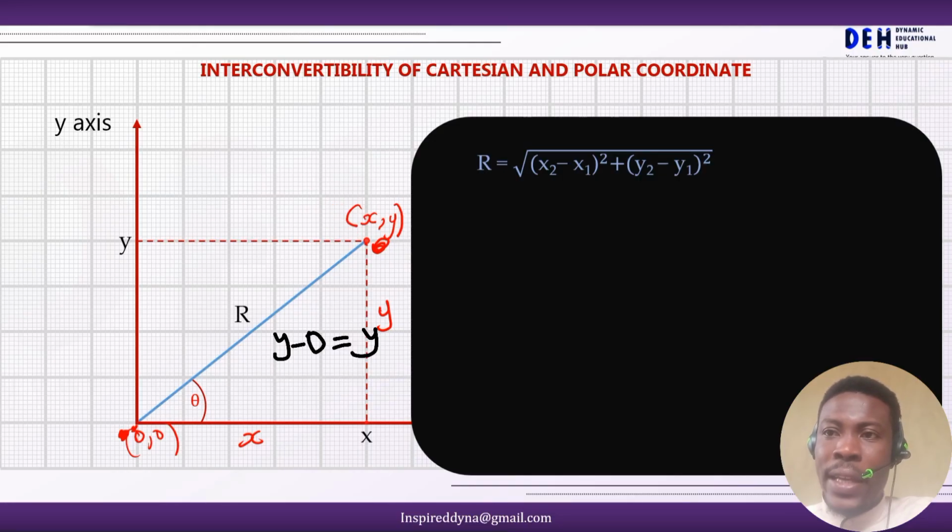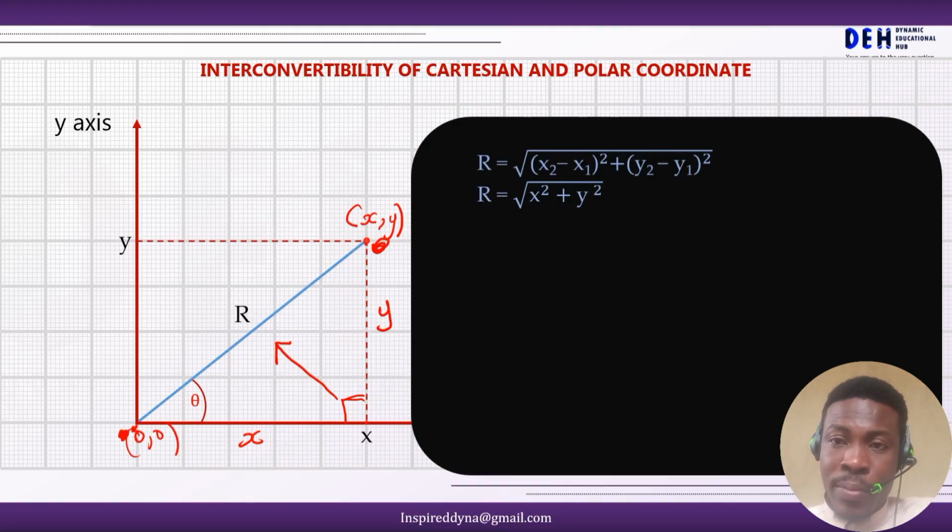Okay, applying the distance formula, what are you going to have? R, which happens to be the hypotenuse here. When we have a right angle triangle, if you look at this guy here, this is the hypotenuse of this triangle that you can see here. So you use Pythagoras theorem. R is the hypotenuse, which means R will be the square root of x squared plus y squared. We have established one relationship.